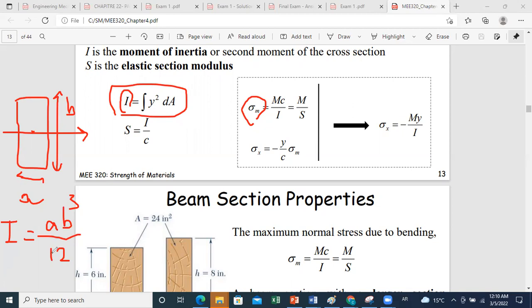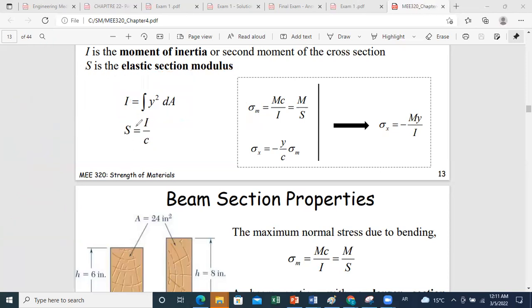Now, if we define what is called the elastic section modulus, we have S defined as the moment of inertia about the neutral axis over C, where C is the farthest distance of the cross section from the neutral axis. Okay, so for example, if we take the rectangular part, the farthest point from the neutral axis is at a distance of b over 2. So in this case, C is equal to b over 2. Okay, now we define the elastic section modulus as I over C.